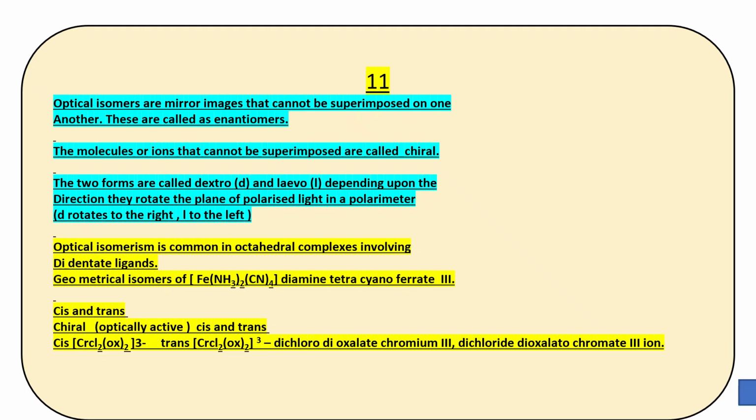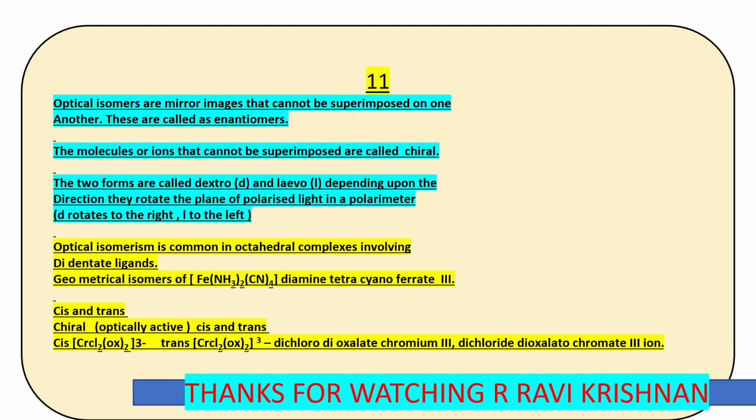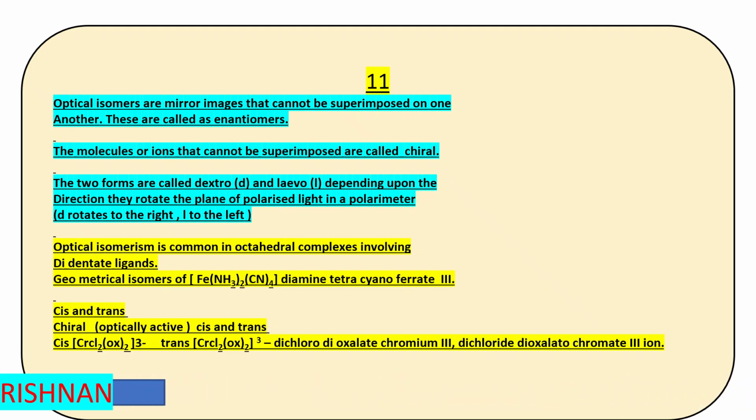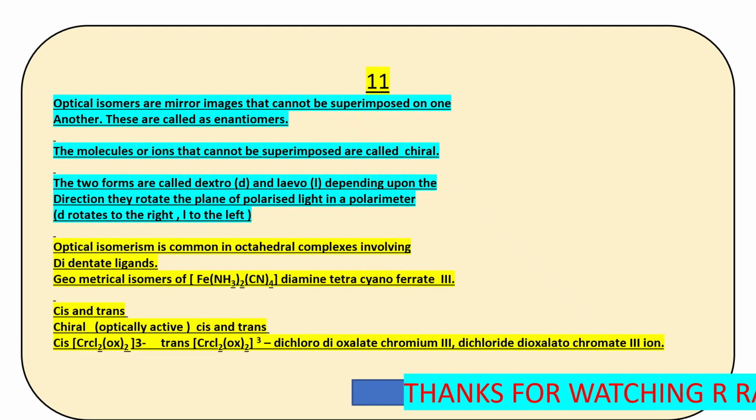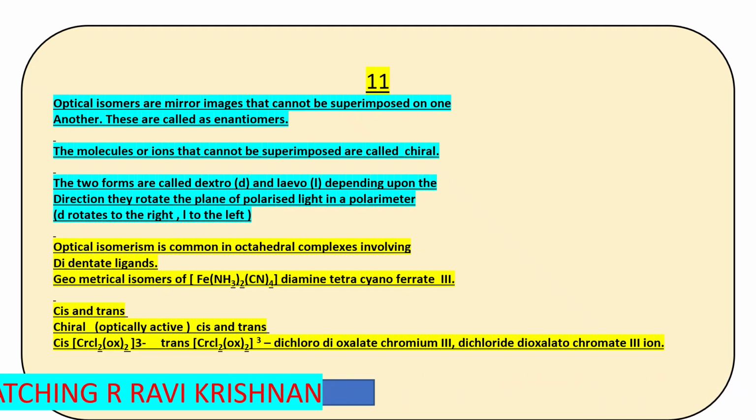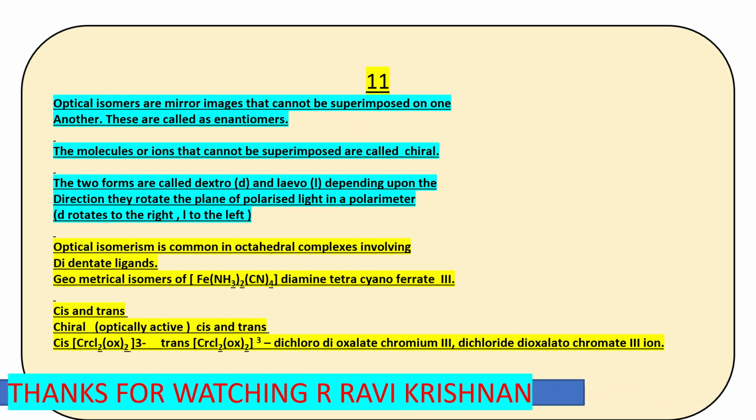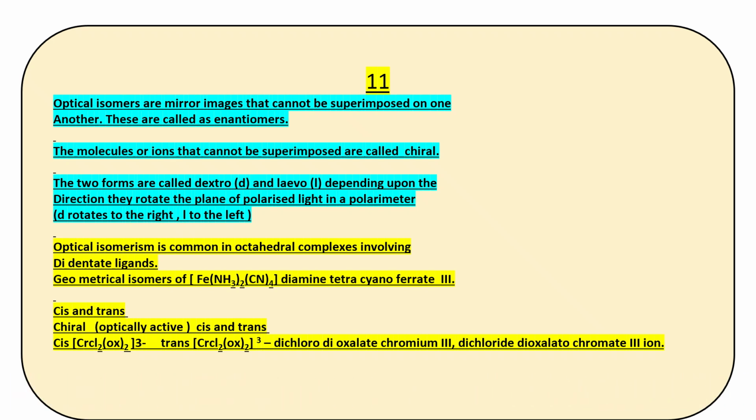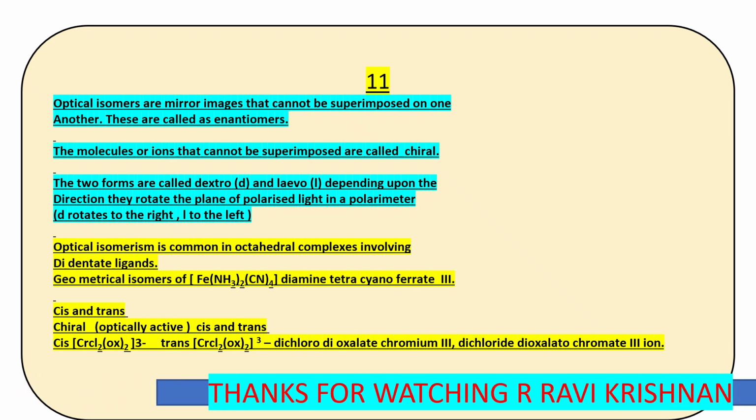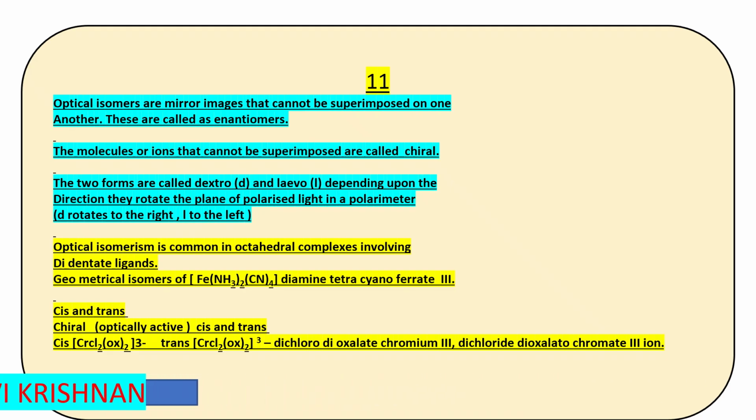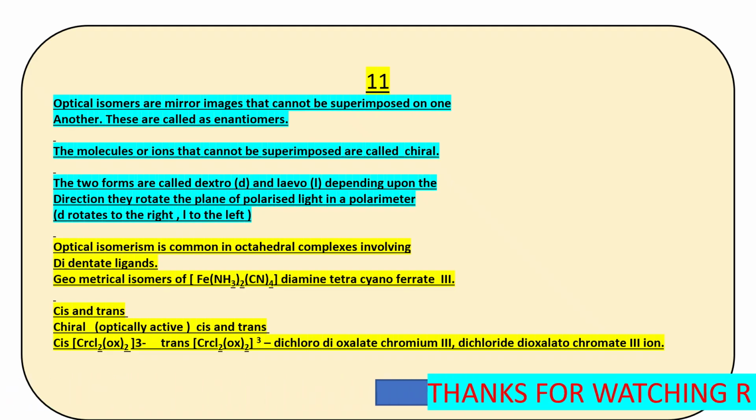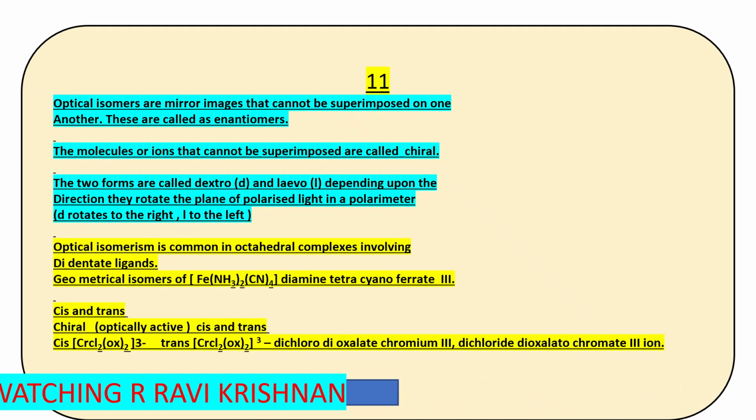Optical isomerism is common in octahedral complexes involving didentate ligands. Geometric isomers: diamminetetracyanoferrate(III), cis and trans, chiral, optically active; dichlorodioxalatochromium(III), the dichlorodioxalatochromate(III) ion, cis and trans.